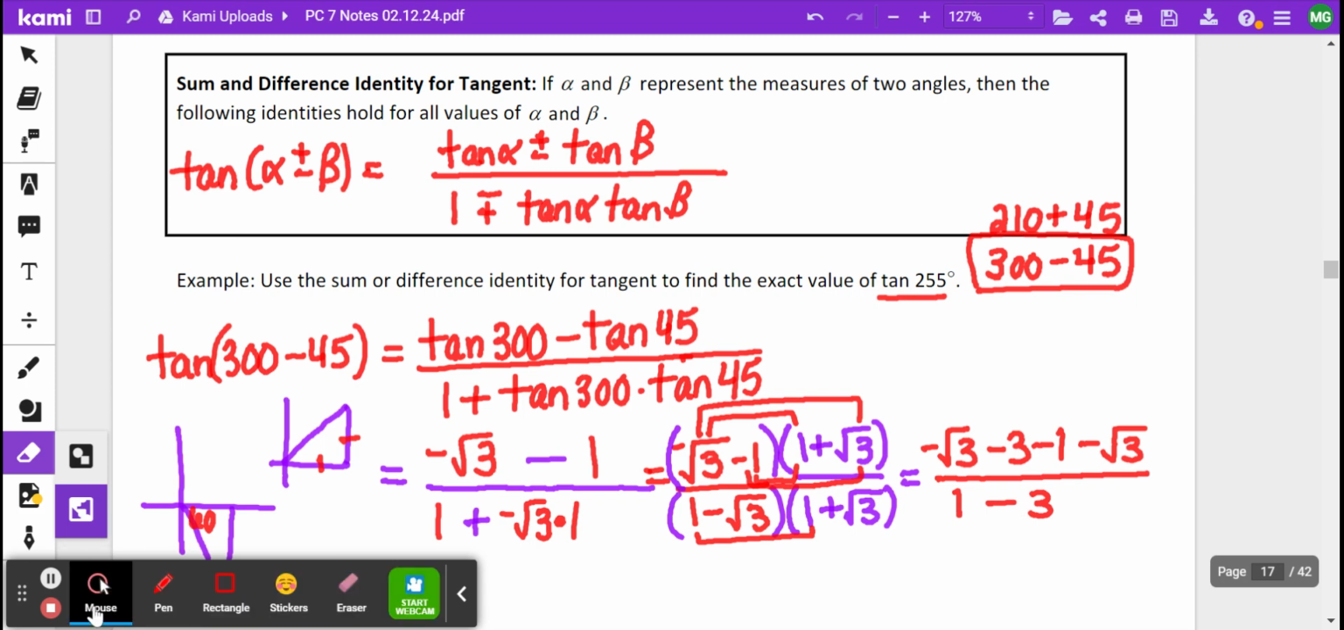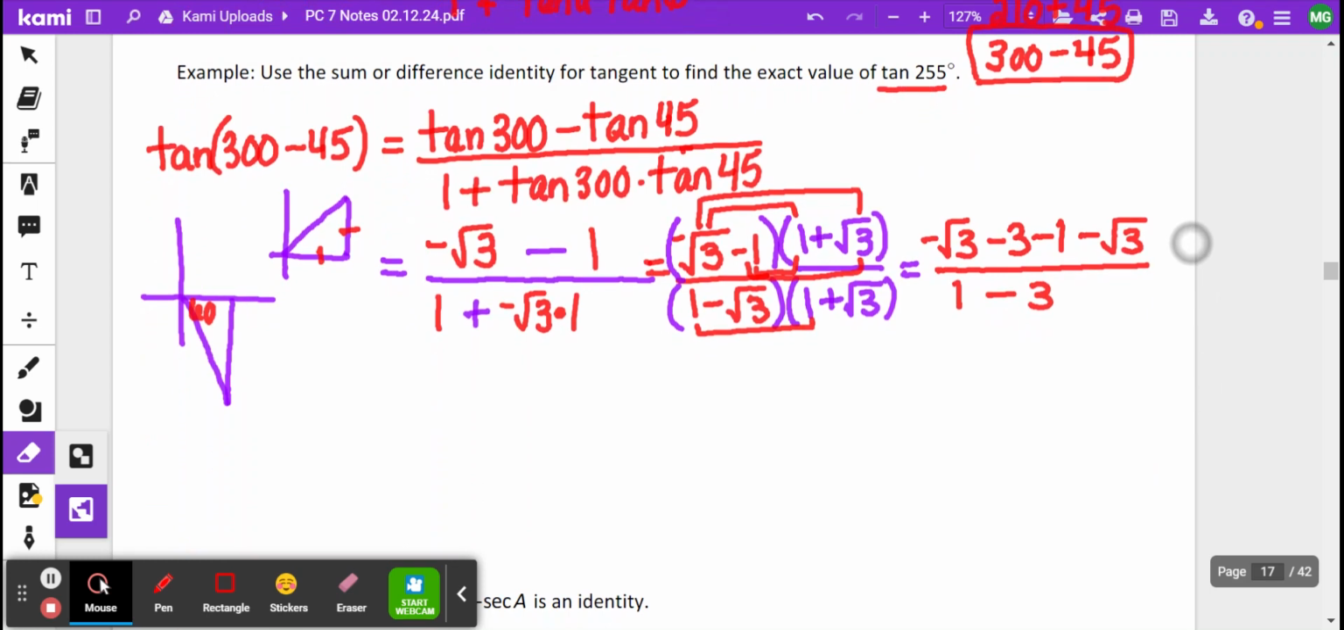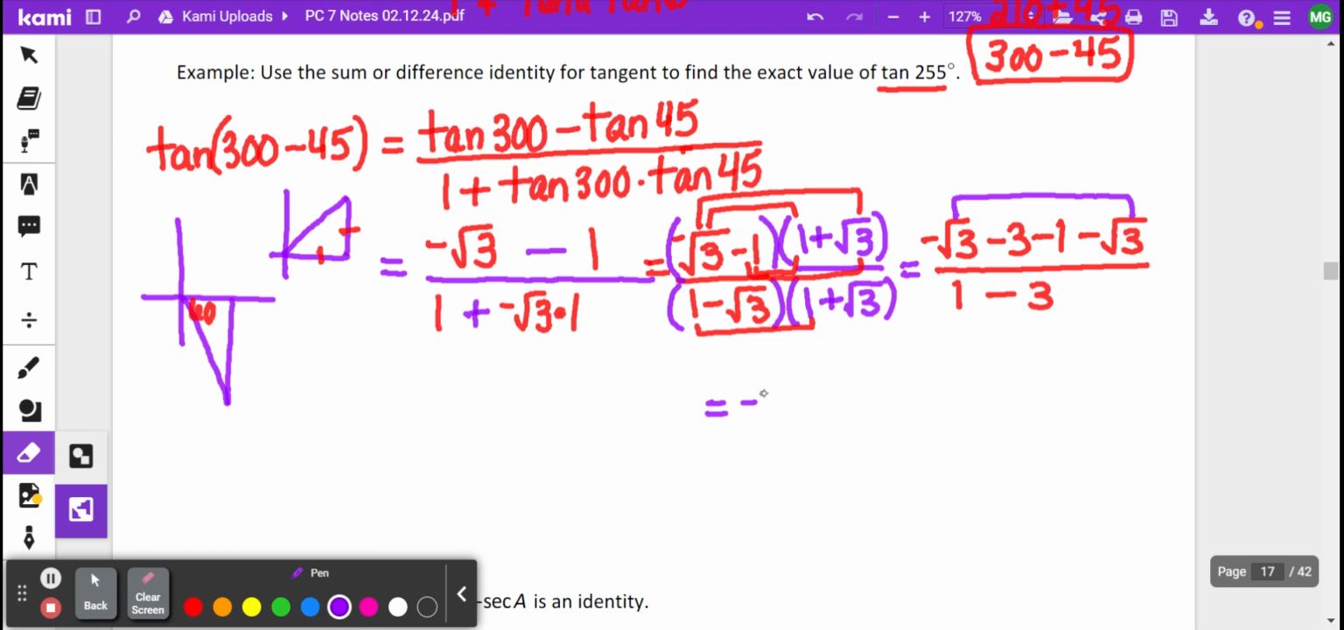So we need to simplify this a little bit. Let's take a look. We have a numerator where we have negative root 3 minus root 3. Well, that means we have negative 2 root 3. Negative 3 minus 1 gives us minus 4. And that's all over negative 2.